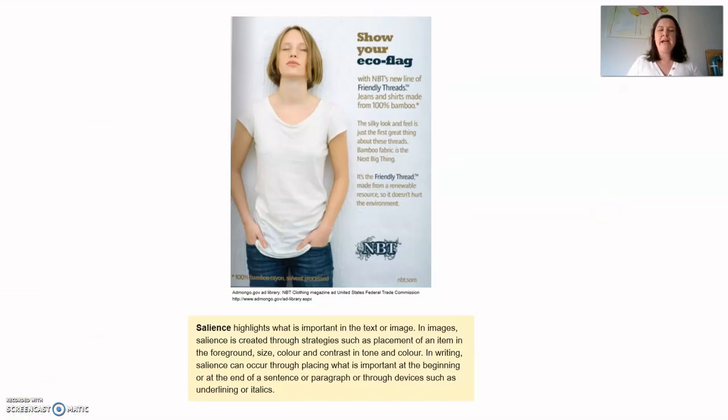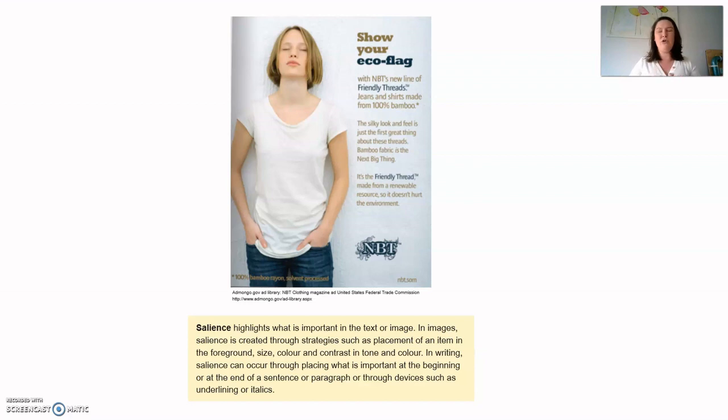So in advertising, there is such a thing called salience. Now, salience highlights what is important in the text or the image of the advertisement. So salience is, I guess, created through the placement of the words, the images, the colors used, how the text is written, where the text is, where the images are. So essentially salience is what stands out the most. If you were talking about writing, what is something that's repeated quite frequently? Or what is a name that's mentioned quite often? So something that stands out to you the most. That's what salience is.